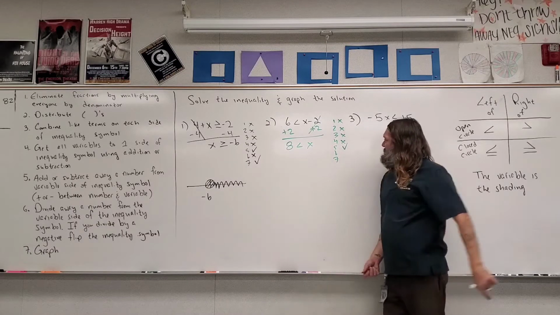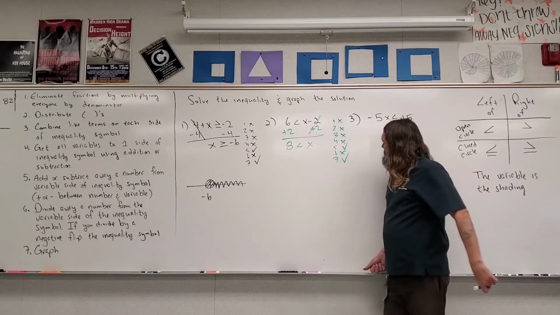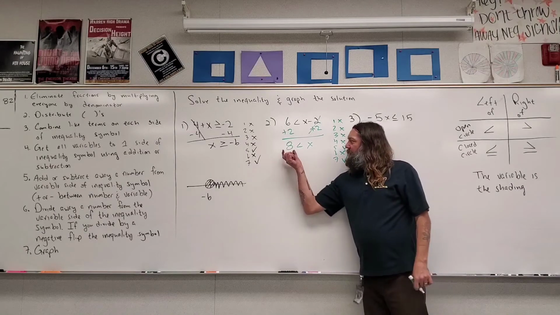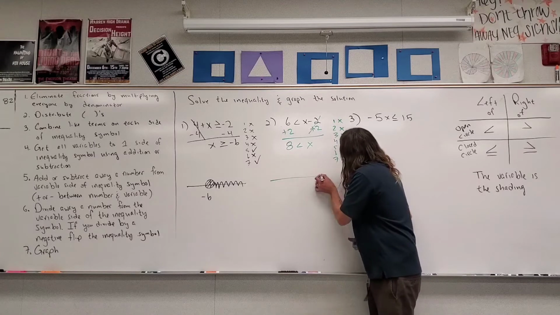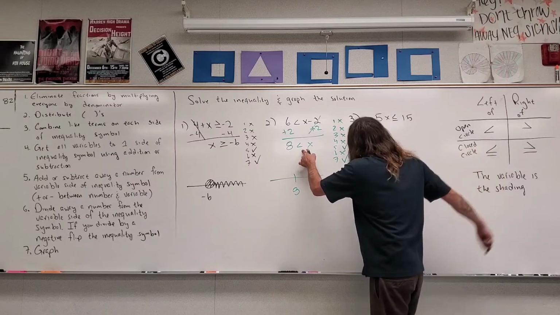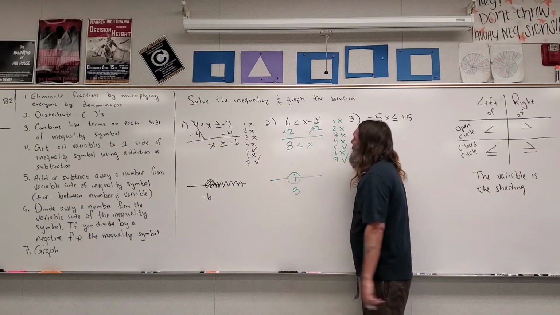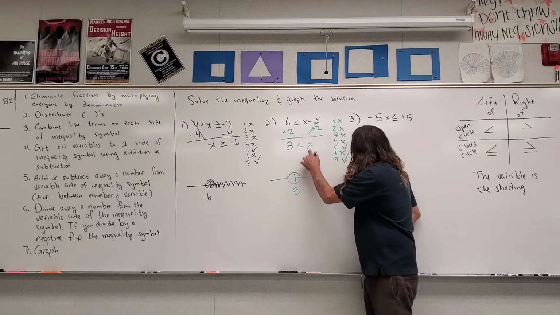I don't need to do step 6 because there's no number with the variable, but I do need to do step 7, which is the graph. And again, I'm going to translate it. 8 is left of the shading. So I'm going to put an open circle at 8 because that's what that symbol means. Open circle at 8, and I have to shade on the right so that 8 is left of the shading.